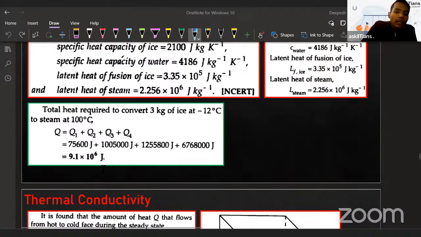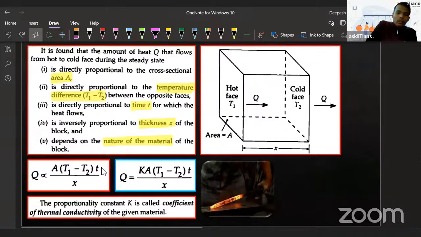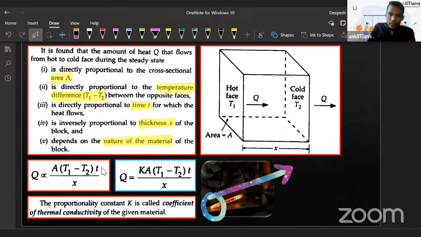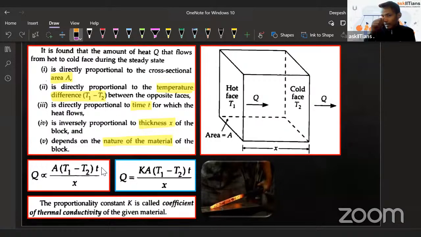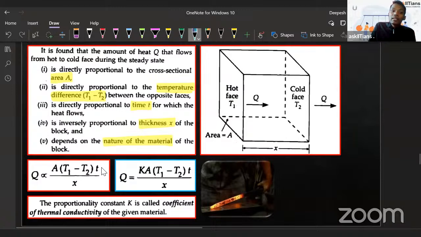Last thing is thermal conductivity. Imagine you have a rod and it is heated from one end. How quickly the heat will go to the other side, or how the heat will travel to the other side, depends on multiple things. It depends on the area of the face you are talking about, whether you are taking a thick rod or a thin rod. Second, it depends on the temperature difference.